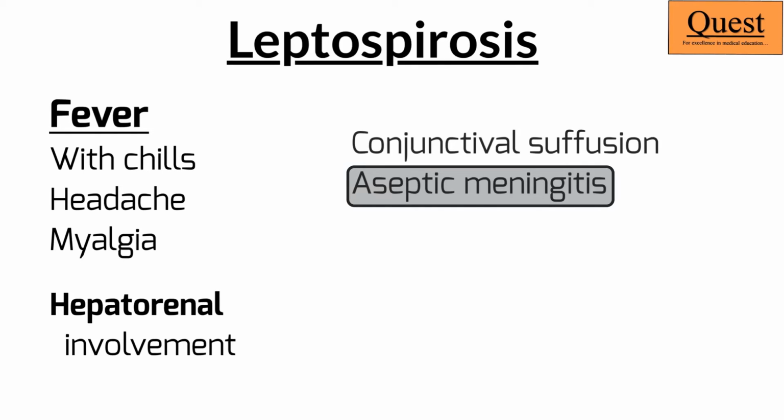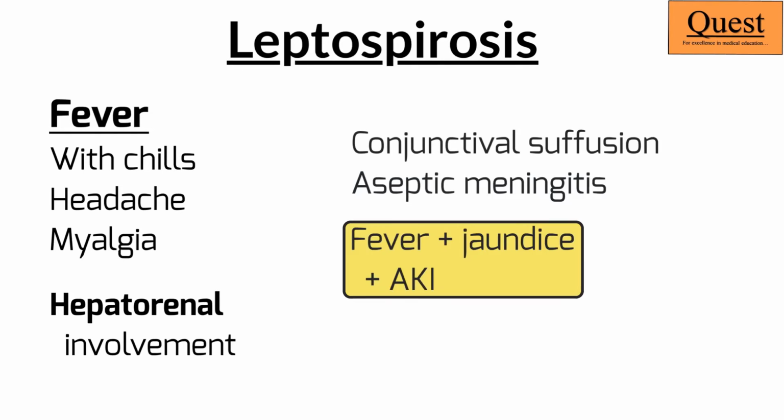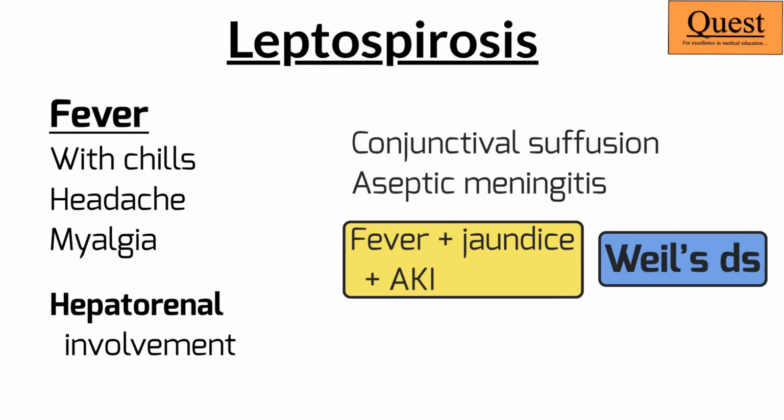But the classical presentation is a patient of fever presenting with jaundice and worsening renal outcomes. Such a presentation of fever, jaundice and renal involvement gives together the triad of what is known as Weil's disease. Weil's disease is the most severe form of leptospirosis. Remember, not everybody needs to develop Weil's disease. Patients might have fever without Weil's disease, but the classical triad is of fever, jaundice and acute kidney injury.